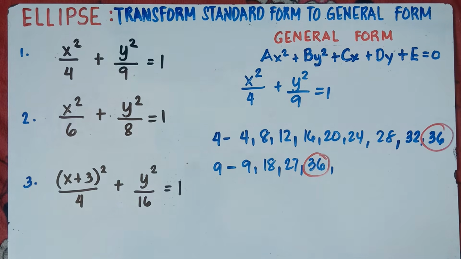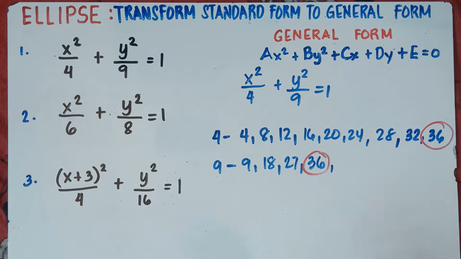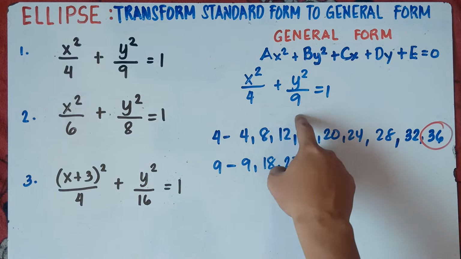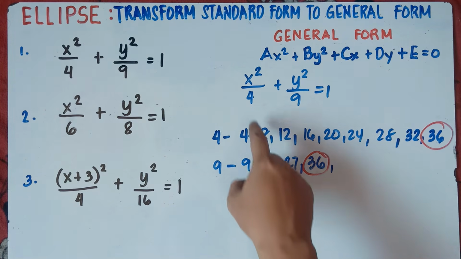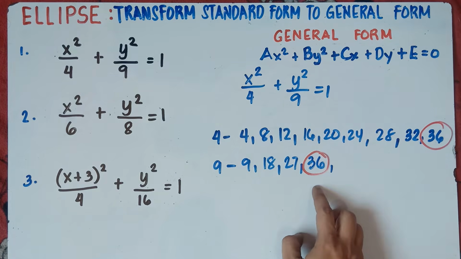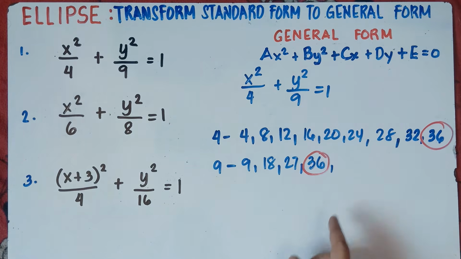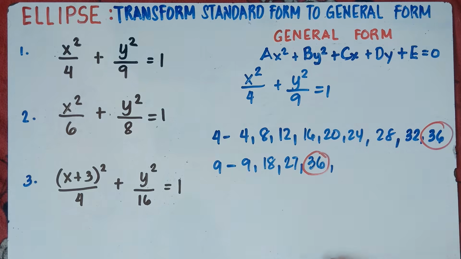But once again, class, it will take time if you do it this way. So what you will do is find the least number that 4 and 9 can both divide. Of course, that would be 36, because we can divide 36 by 4, and we can also divide 36 by 9. That's how you find the LCM, class.